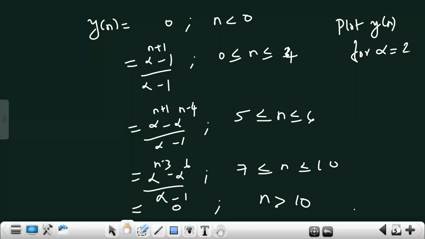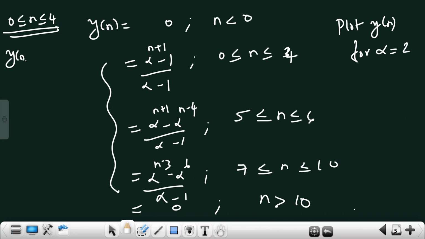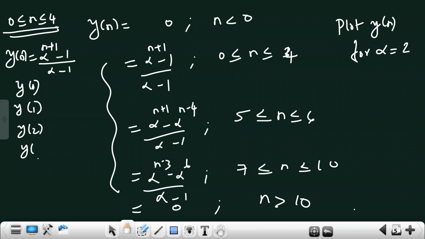So first what I will do is, we will be doing only for these three cases because for the first case and last case it is understood that the answer is 0. So if 0 less than or equal to n less than or equal to 4, the expression for y of n is alpha to the power n plus 1 minus 1 divided by alpha minus 1. In that you need to find y of 0, y of 1, y of 2, y of 3, and y of 4.